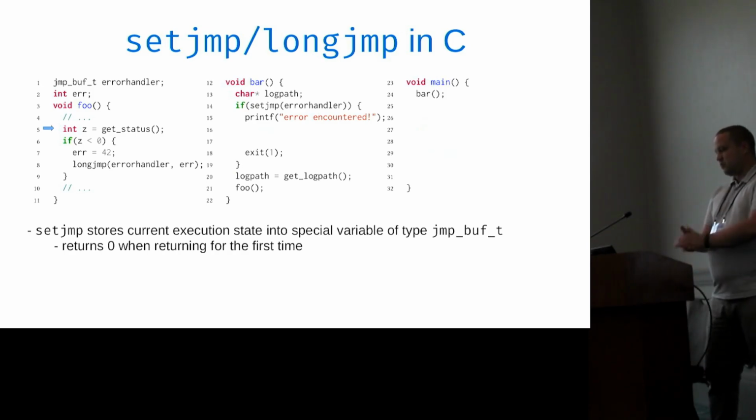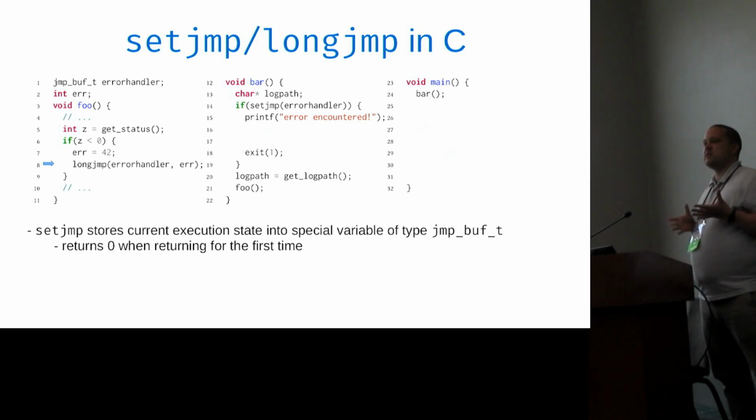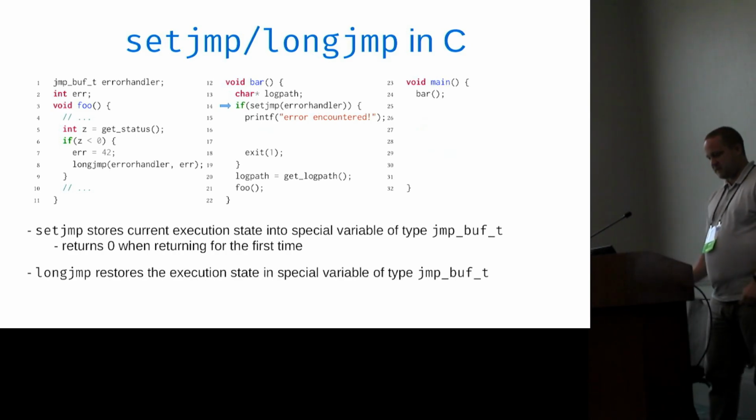And inside of this foo, you then get some status variable from somewhere, compare whether it is less than 0. And if yes, then you say, oh, I have encountered some sort of error. And what I do then, in order to handle this error, is call this function longjmp and provide it, first of all, with the jump buffer and then with this variable error. And what this does is it transfers control flow to the point where the setjmp was last called.